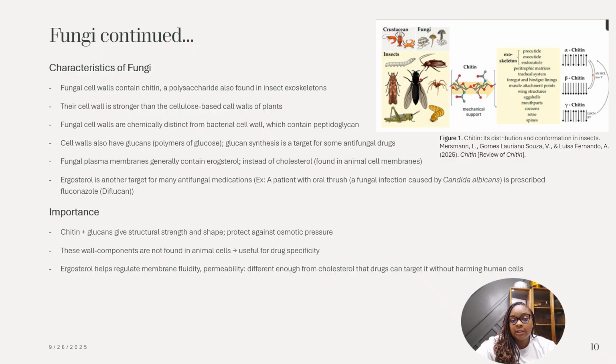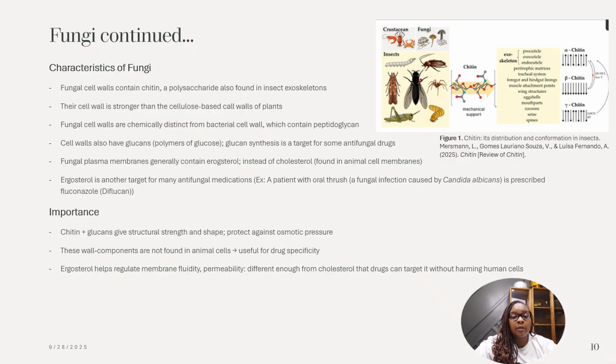Okay, so characteristics of fungi. Fungi are really unique because of their cell walls and their membranes. Their cell walls contain chitin. It's the same material in insect exoskeletons, so in a way, mushrooms and cockroaches have something in common. This makes fungal walls tougher than plant cell walls. They also contain glucans, which are polymers of glucose.